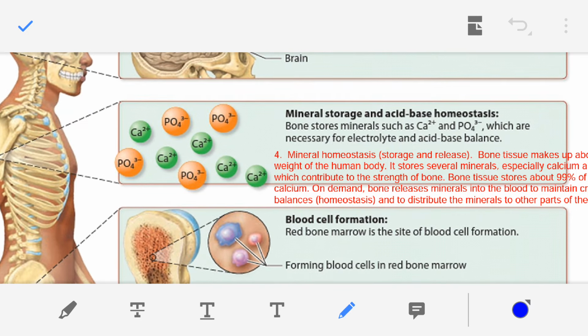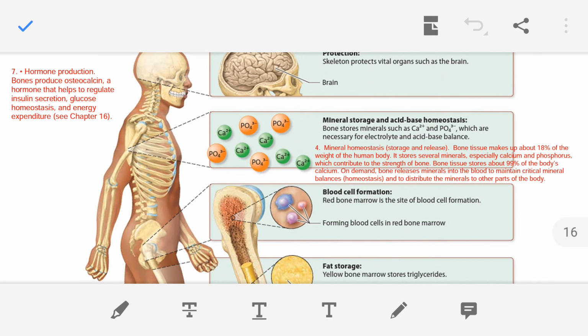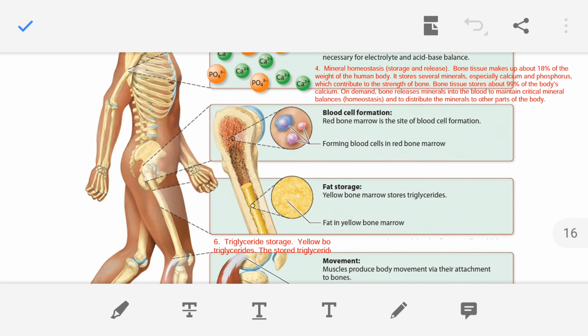So here in this fourth point, mineral storage and acid base homeostasis. Bone stores minerals such as Ca 2 plus and PO4 3 minus, which are necessary for electrolyte and acid base balance.